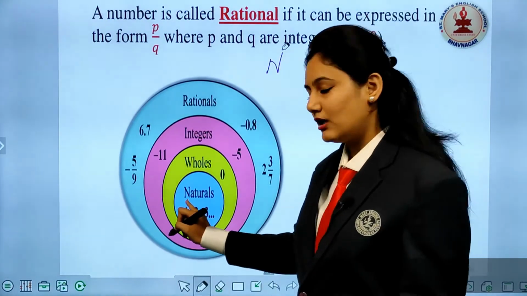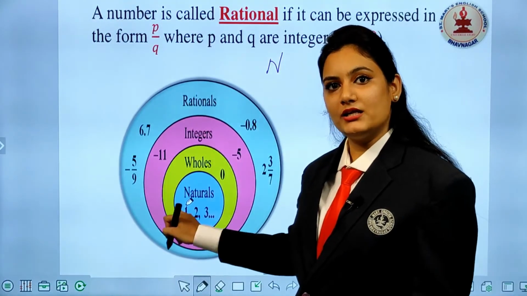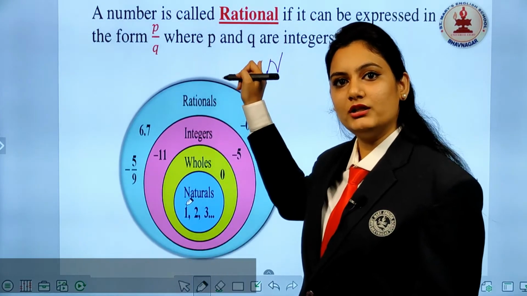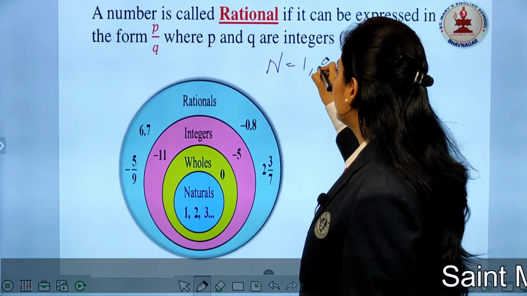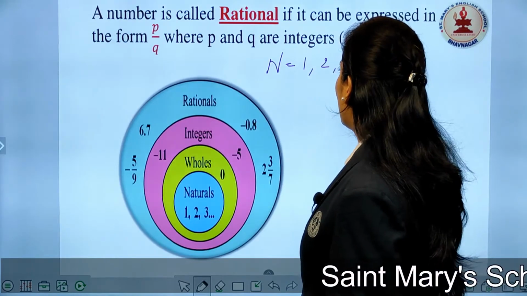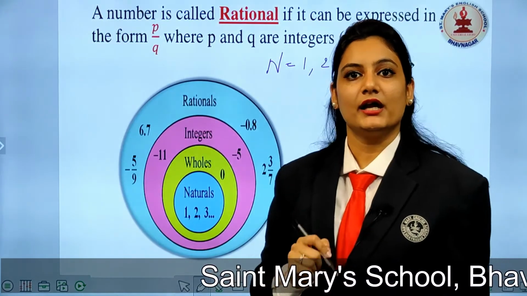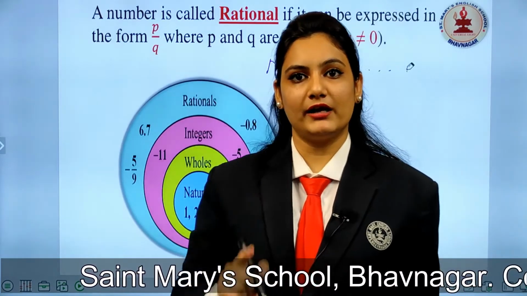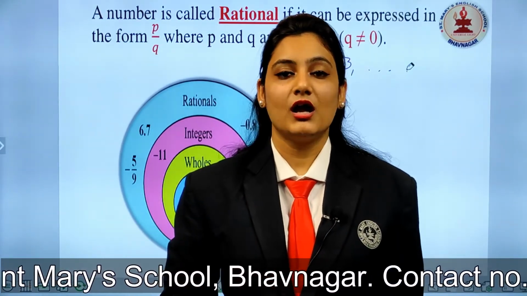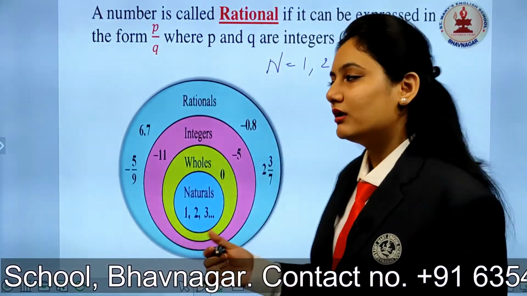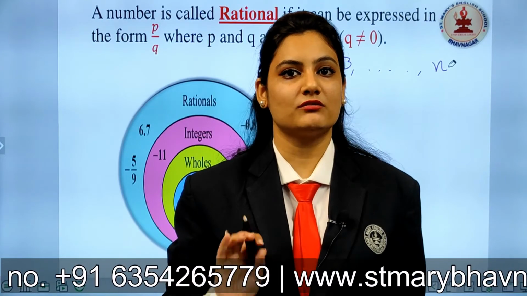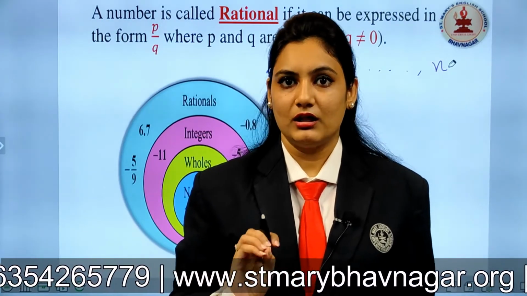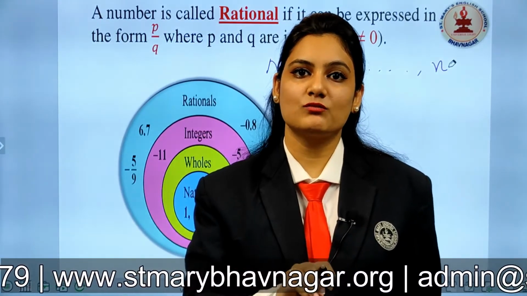Children, in natural numbers, N is the initial, so we denote it with N. Natural numbers start from 1, then 2, then 3 and so on till infinity. Now that last number can be any number. You can say it is a small n. That small n can be any number, whichever is your choice. You can keep any number. Now the next number is what?